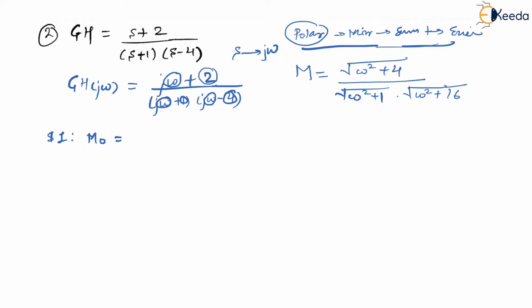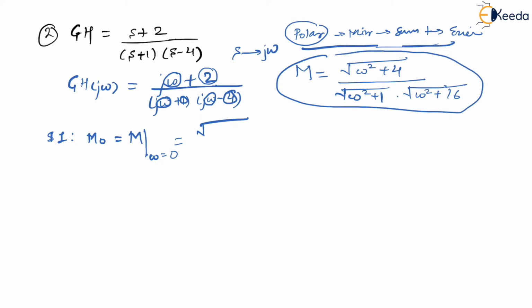So if you try to find M0 from this, how much is that M0? M0 is going to be, you have to place M when omega equal to 0. So if you place omega equal to 0 in this equation of the magnitude, you get under root of 0 plus 4 upon under root of 0 plus 1 into under root of 0 plus 16, right? Which is equal to what here? Yes, it is going to be under root of 4, which is nothing but 2, divided by under root of 16, which is 4, so you get half. This is going to be M0. Is that right?